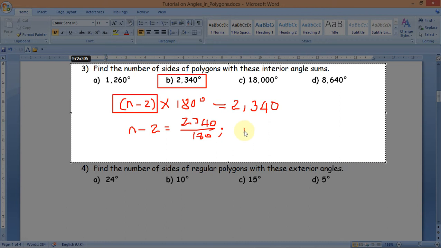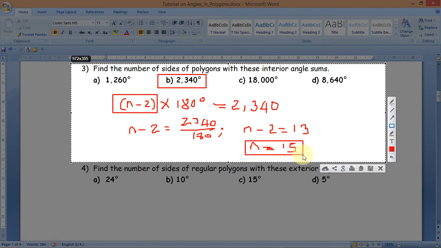Therefore n minus 2 equals 13. To make n the subject of the formula, if you move minus 2 there, that gives you plus. So 13 plus 2 is 15. So the number of sides is 15. Okay, so let's go to the next question.